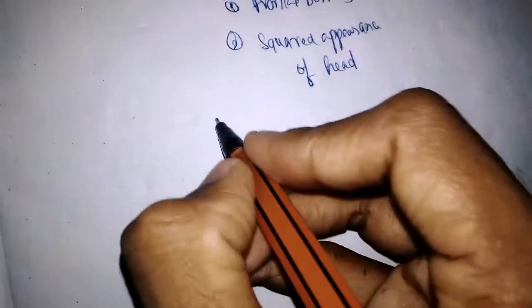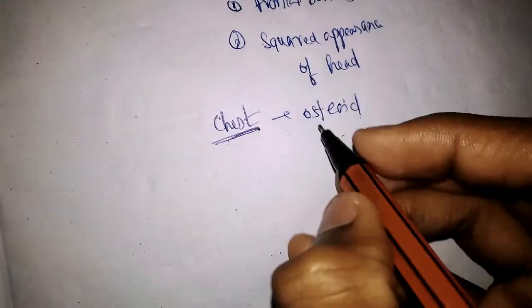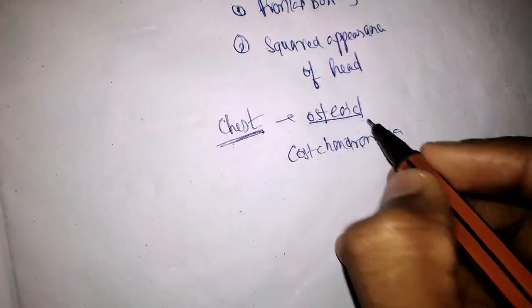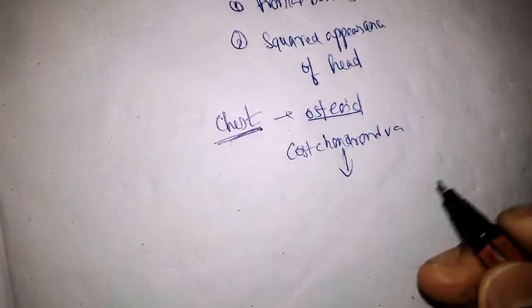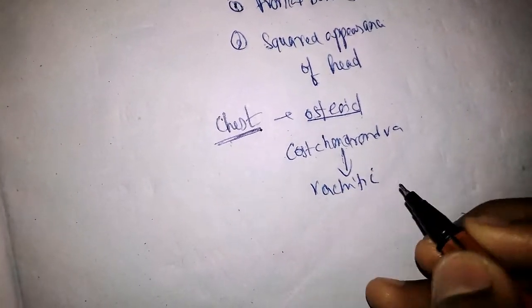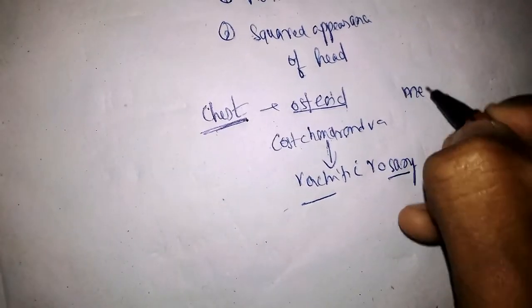Okay, then coming to the chest. On the chest, you see there is overgrowth of osteoid or cartilage at the osteochondral junctions. Due to this, it gives the appearance of a rosary. Rachitic rosary. Okay, and see the metaphyses are very weak.